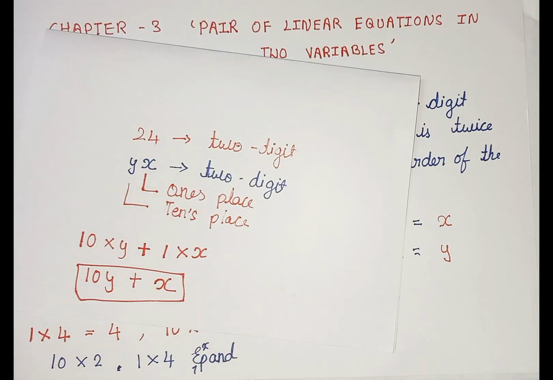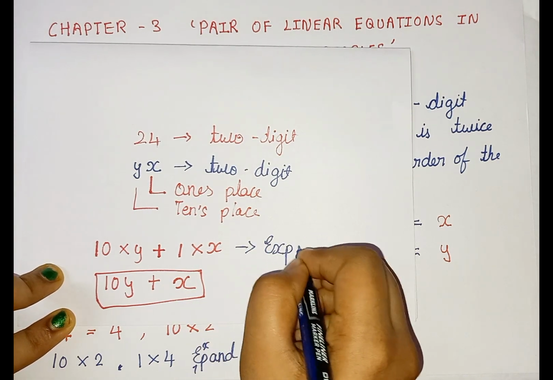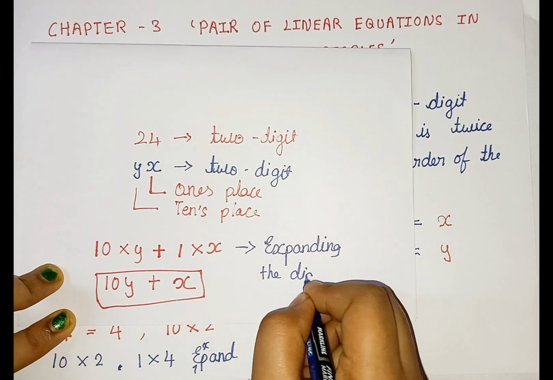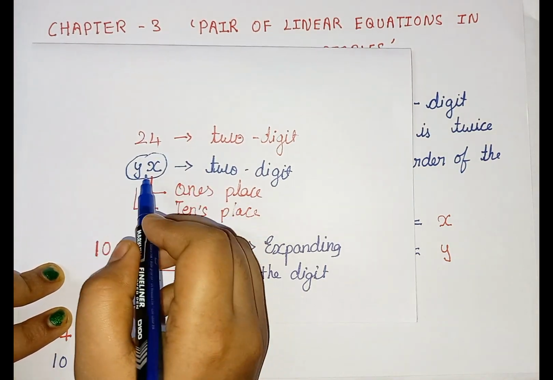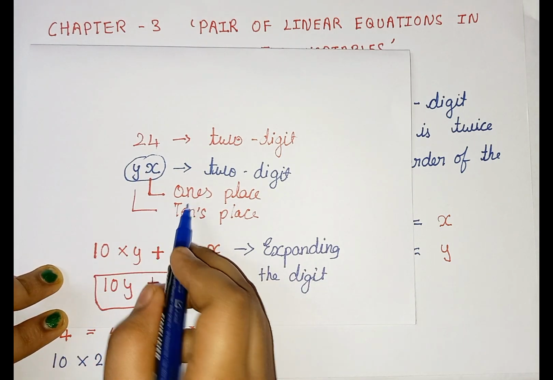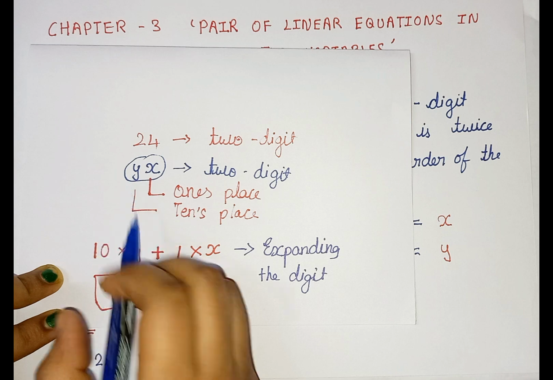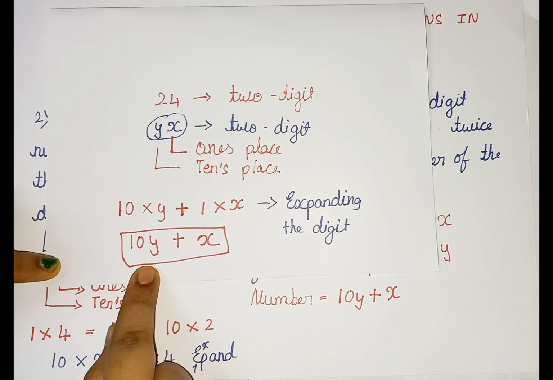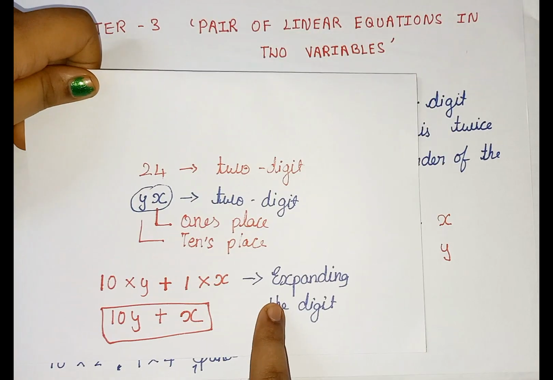Remember guys, why did I do this thing? Because of expanding the digits. What is the meaning of expanding the digits? If this is a number and I tell you to expand it, this is in 1's place, this is in 10's place. So 1's means 1 into the particular number, that is x. And 10's means 10 into y. Like that I got it. Now you understood, right? Why did I get 10y plus x? This is the number, isn't it? So finally we got the number. Now you know the explanation, isn't it?